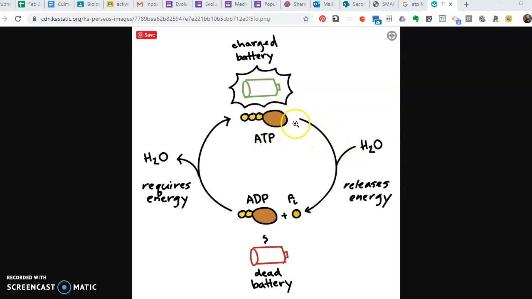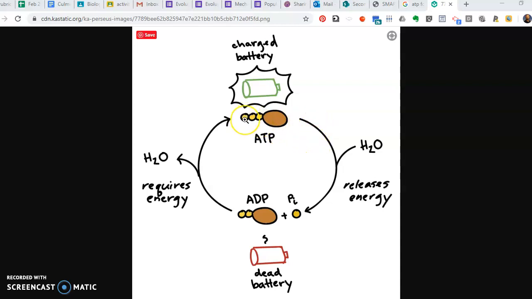So when a component in a cell needs energy, what will happen to the ATP molecule is one of the phosphates breaks off. See how there's 1, 2, 3 phosphates on here? That's why it's called ATP, adenosine triphosphate. It's a nucleotide. Remember from the first unit, one of the macromolecules was nucleic acids, and if you remember from grade 11, there were 4 nucleotides: adenine, guanine, thymine, and cytosine. Adenosine is similar to adenine. So it's a nucleotide with 1, 2, 3 phosphates on it.